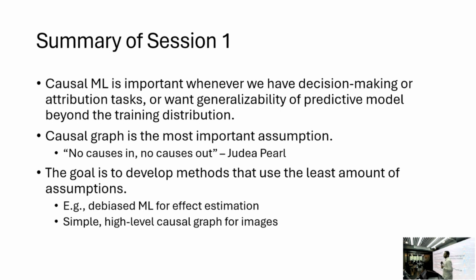And our goal constantly is to find methods which work with least assumptions, lesser and lesser assumptions. So I gave you an example of debiased ML, which sort of makes no assumptions on the form of the relationships. And also we talked about a high-level graph for images. So you don't have to model the full image, just model the important parts that confound your estimate.